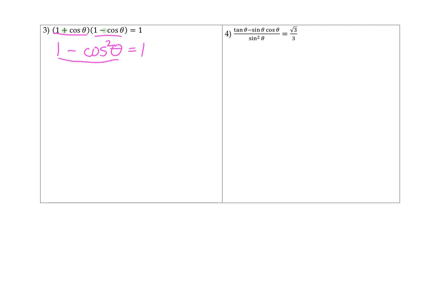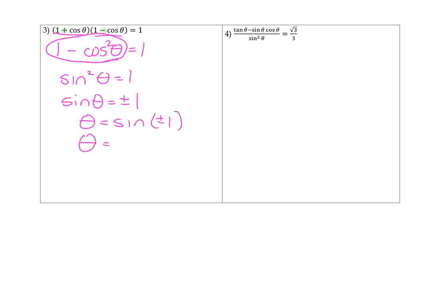So now there's Big Daddy. We're back to that. So I have sine squared theta equals 1. Square root both sides. So sine theta equals plus or minus the square root of 1, which is 1. So now inverse both sides, and I have plus or minus 1. So now sine is positive 1 at the top of the unit circle, which is pi over 2, and sine is negative 1 down at the bottom at 3 pi over 2.